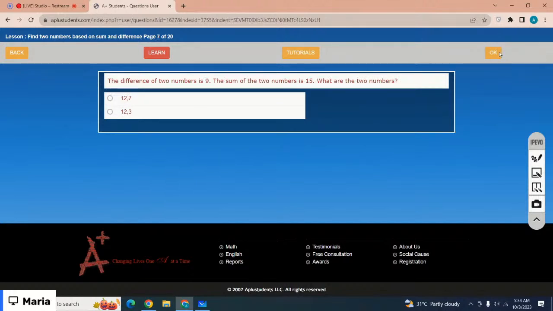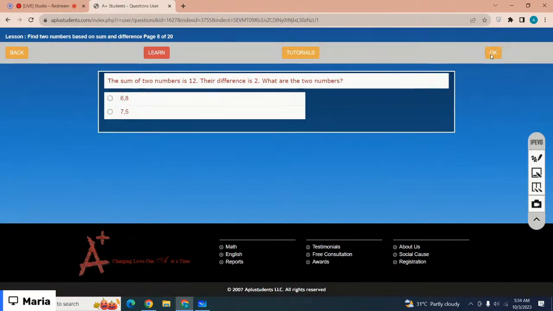The difference of two numbers is 9. The sum is 15. What are the two numbers? Yes, they are 12 and 3. Very good. They have the difference 9 and sum 15.